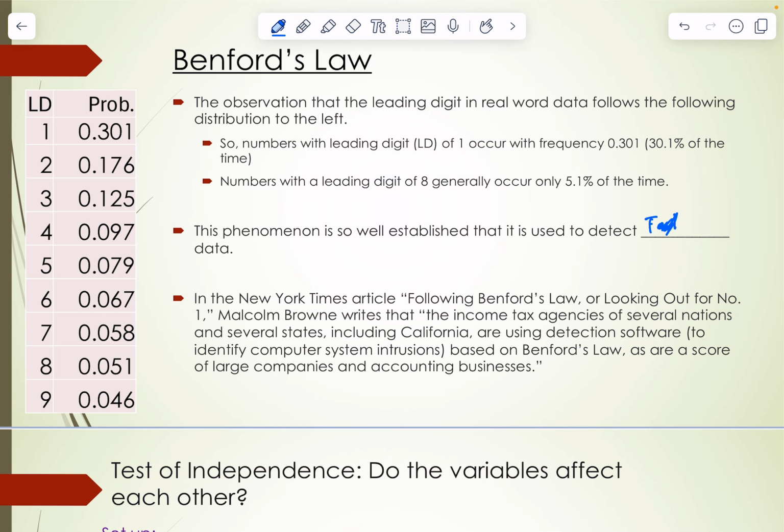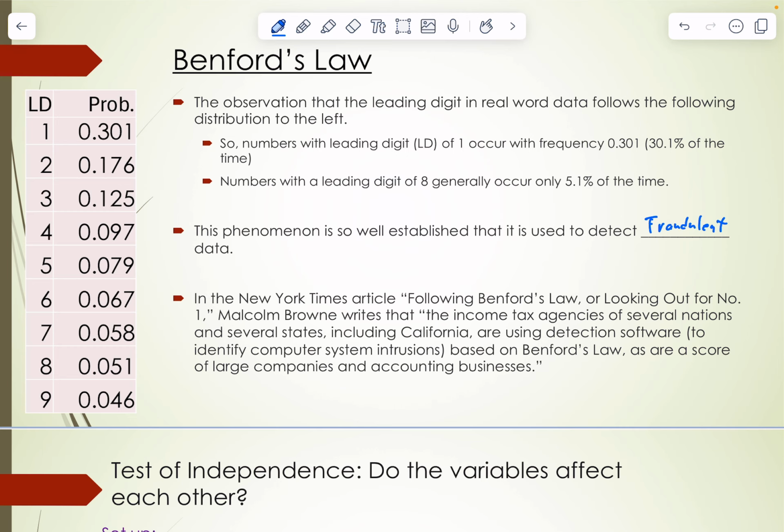Fraudulent data, data that has been changed in an individualized way, will violate Benford's law, and that can be exploited.